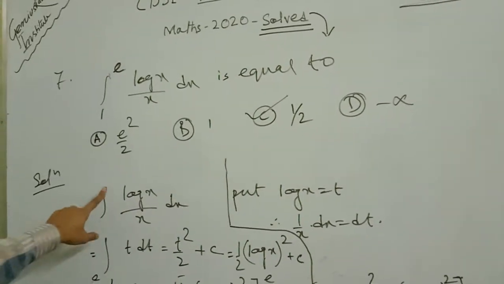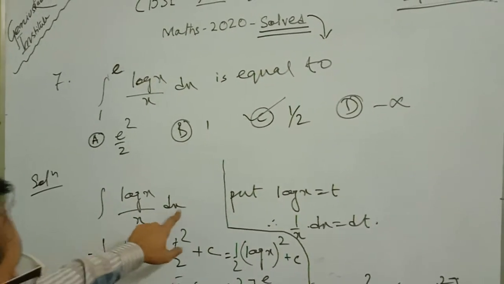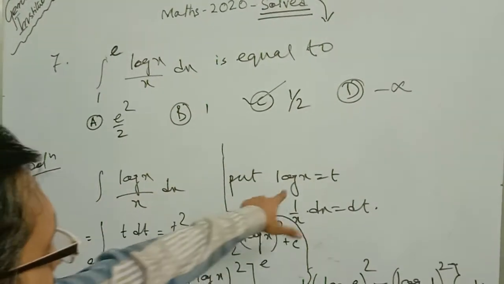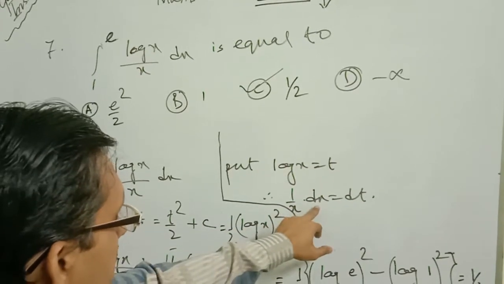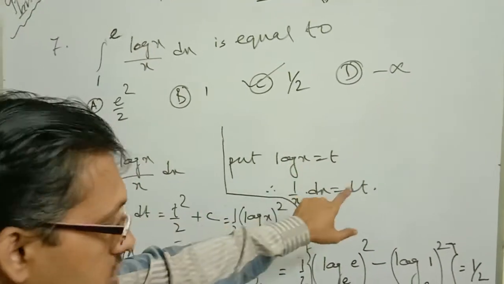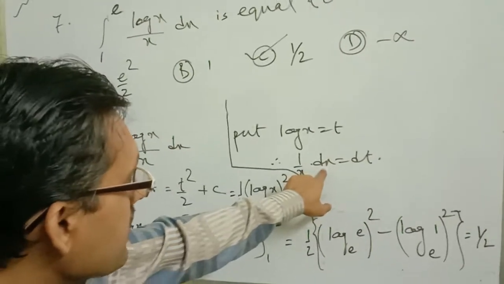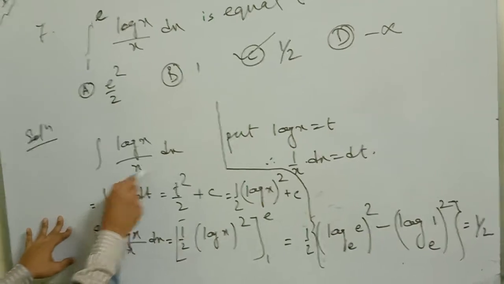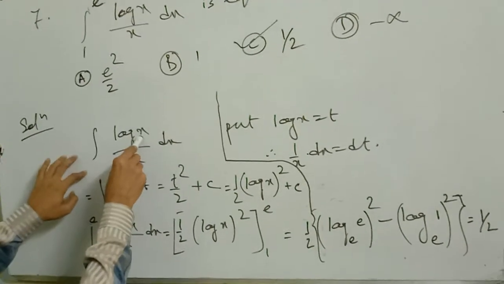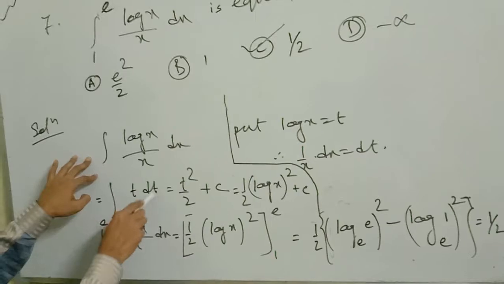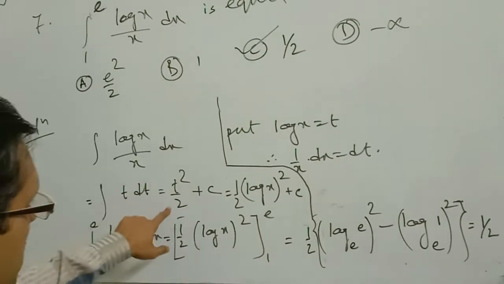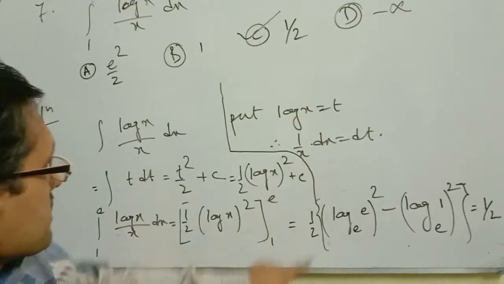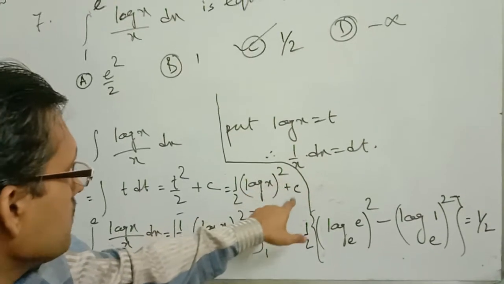How? For the integration of log x by x dx, we put log x equals t. Therefore, after differentiating both sides, we get 1 by x dx equal to dt. Now replacing dx by x as dt and log x as t, and integrating this expression, we get t square by 2 plus c. Now t is replaced with log x, so it will be half of log x whole square plus c.